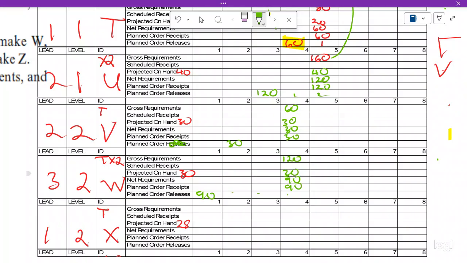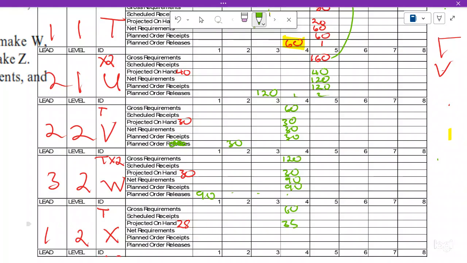1, 2, 3. X comes from T also. So that's the 60. How much do we have? No, it's my pen that slid. It's 25. Yeah, it's 25, guys. It's not 28. So you are getting 35, right? Yes.